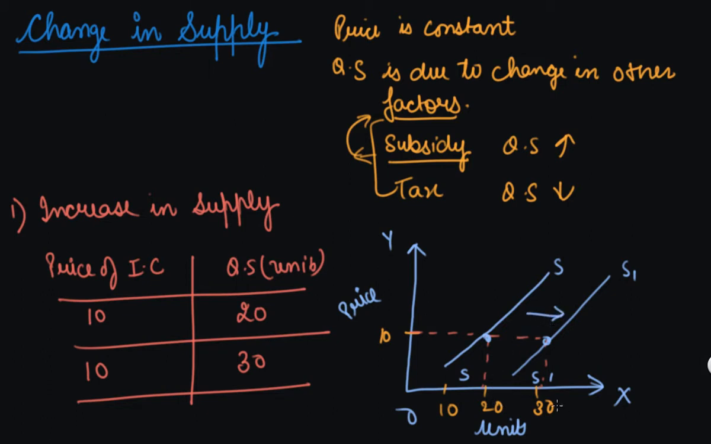So your quantity supplied has increased from 20 to 30, and your price is constant. There is a rightward shift in your supply curve. So this is an increase in your supply.